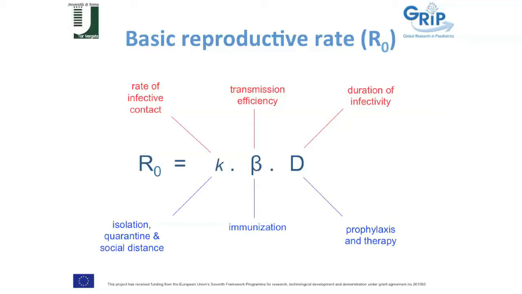So immunization is one of the most powerful actions that we can implement for reducing the impact of infectious diseases, but don't forget that we have other means for limiting other parameters that are clearly explained in this equation.